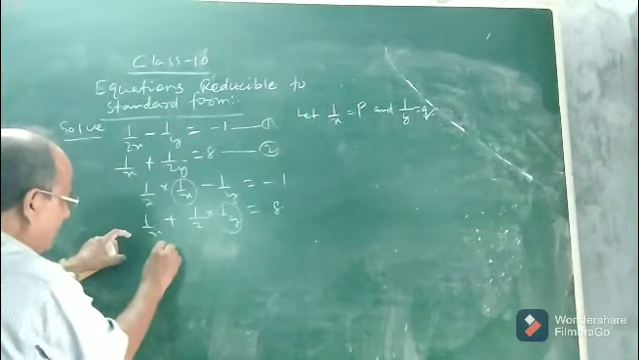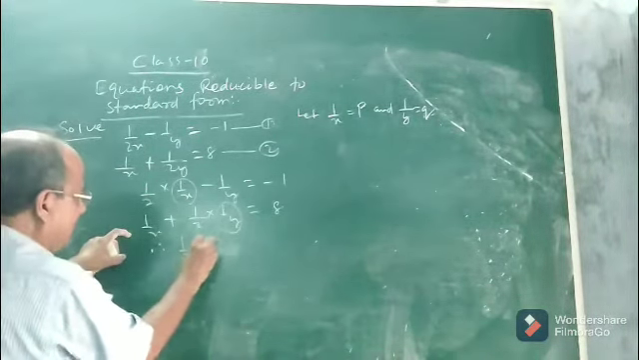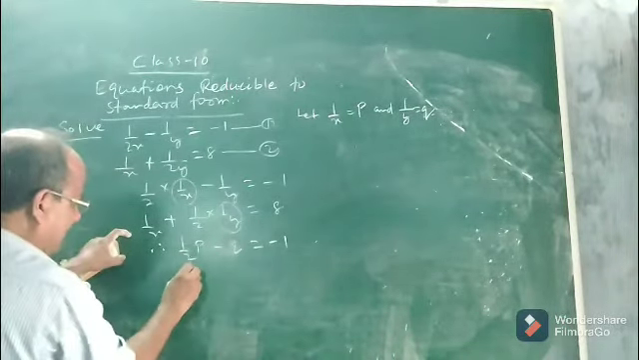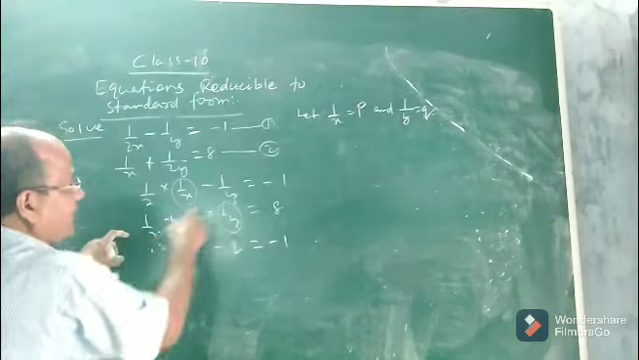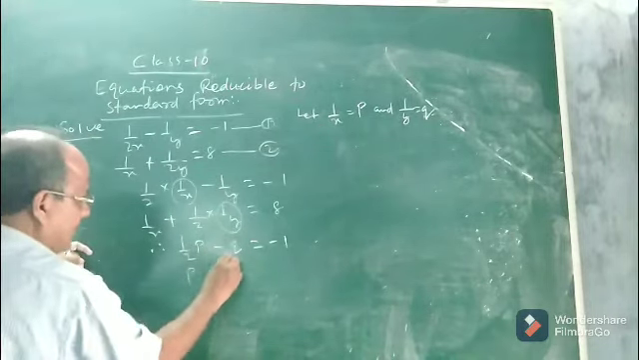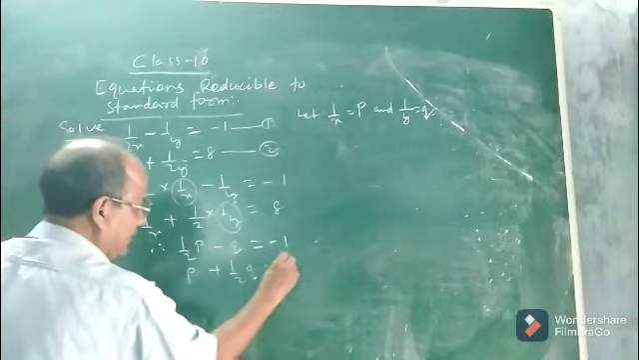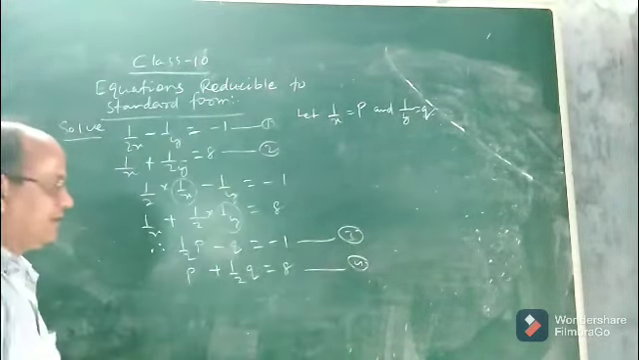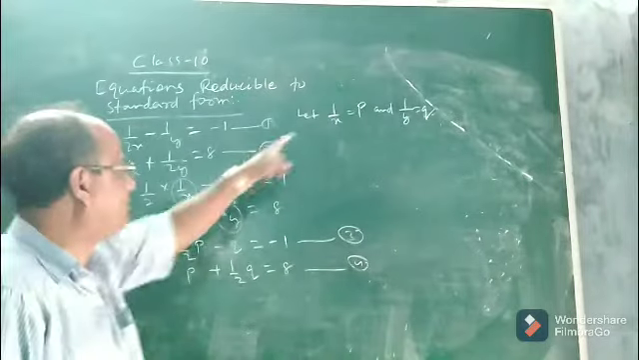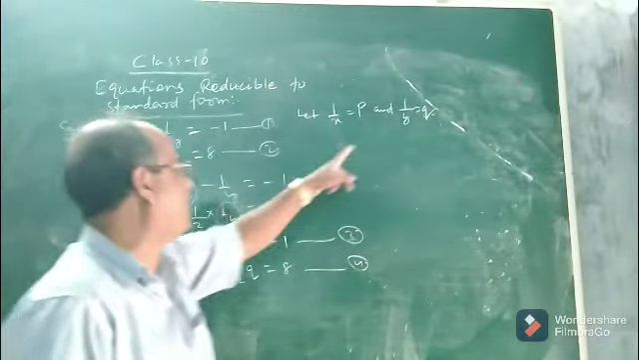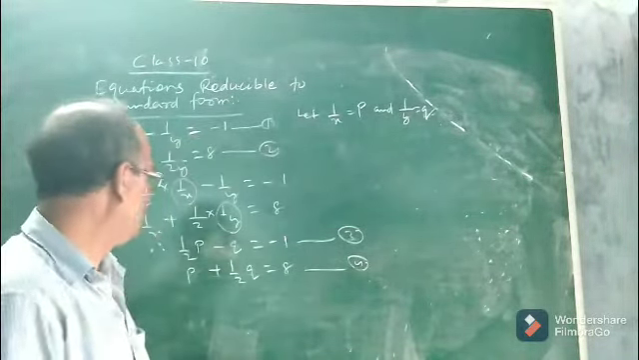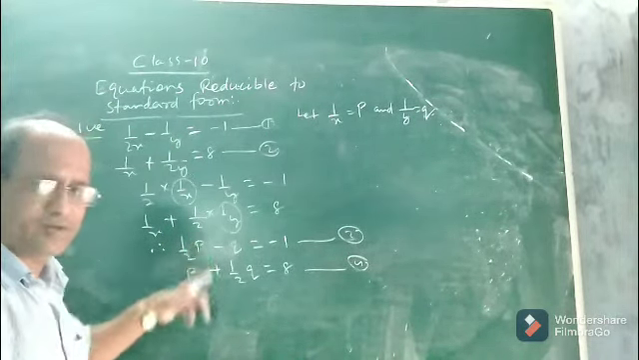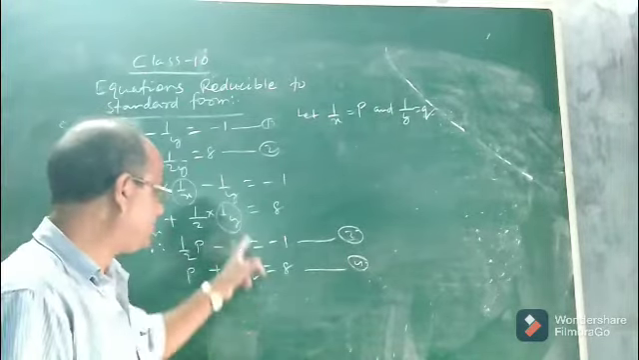These two equations will become half p minus q equal to minus 1, and in place of 1 by x you take p, plus half q equal to 8. Suppose this is equation 3 and this is equation 4. Now look, children, by taking 1 by x equal to p and 1 by y equal to q, these two equations, 1 and 2, have been reduced in this form.